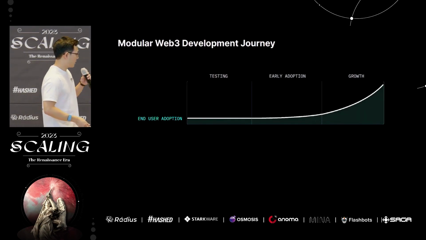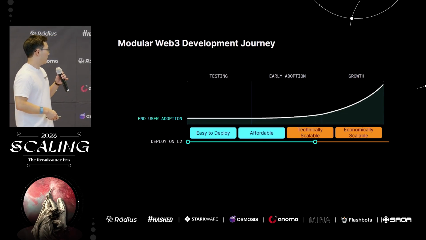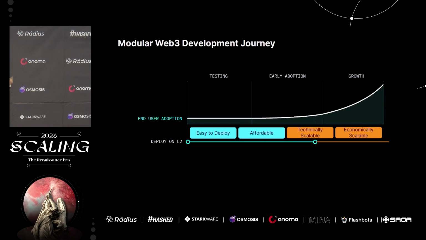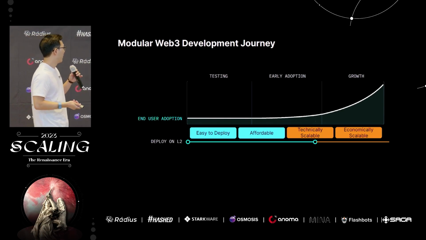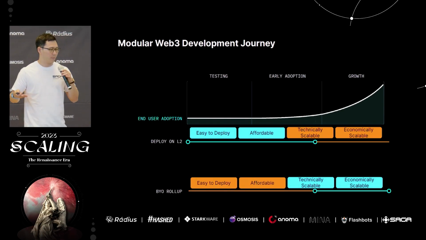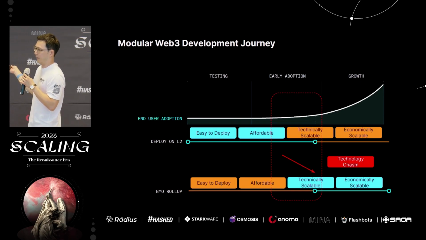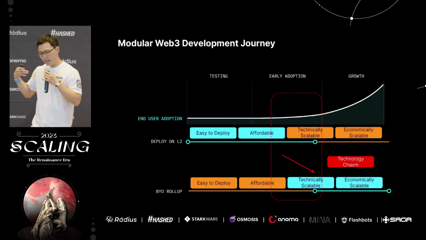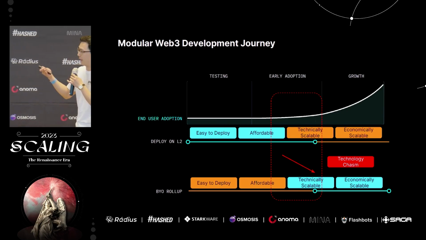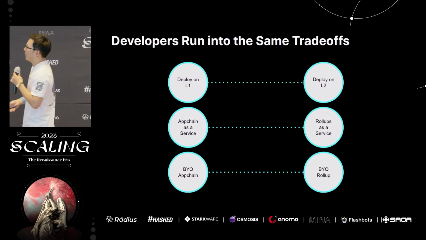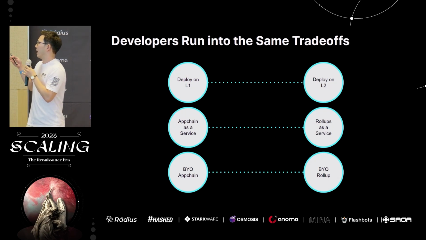So let's go back to this little diagram that we had and talk about modularity and see how it fits in. Deploying on layer two is easy and affordable in the beginning, but it gets technically and economically difficult to scale. Now you go to build your own rollup, and it's the same story. You still have this technology chasm. You haven't solved anything; you just kicked the can down the road. You handle this bundle, but now you have to handle a smaller chunk, and you still have to handle it ultimately.